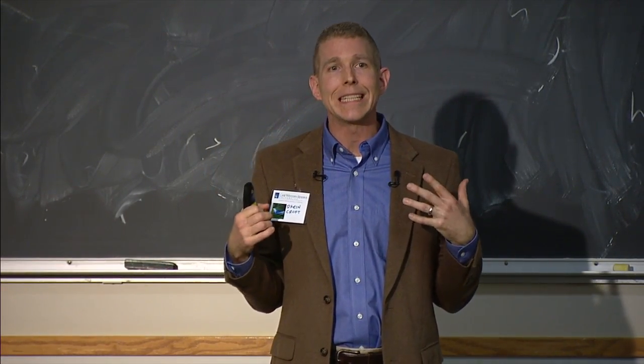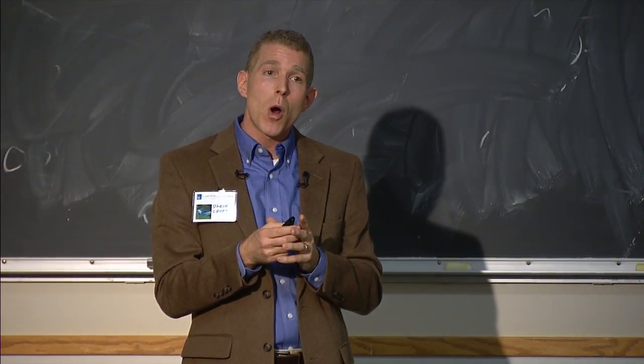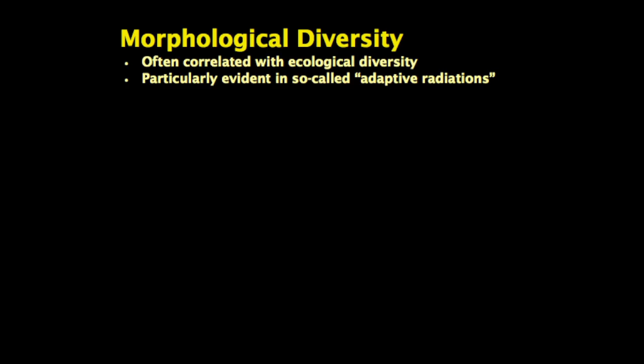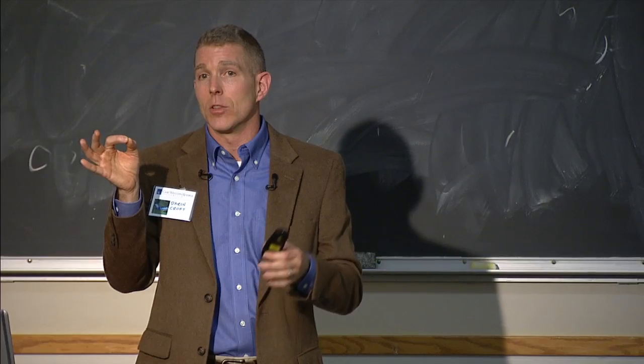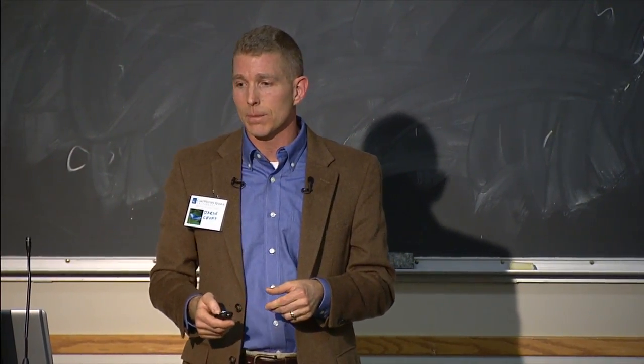And this, I think, is a really fun exercise because there are lots of great examples of groups that are relatively small that have high morphological diversity. This is particularly evident in phenomena that we call adaptive radiations, when an ancestral mammal or population gets to an area where it experiences presumably low competition and then radiates out to fill all sorts of new niches.